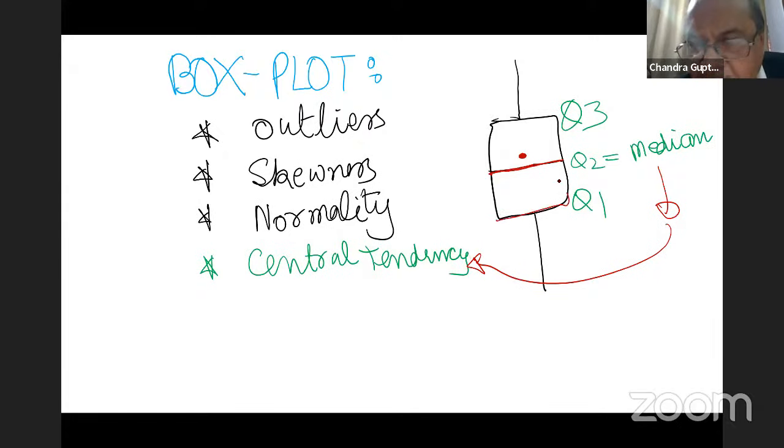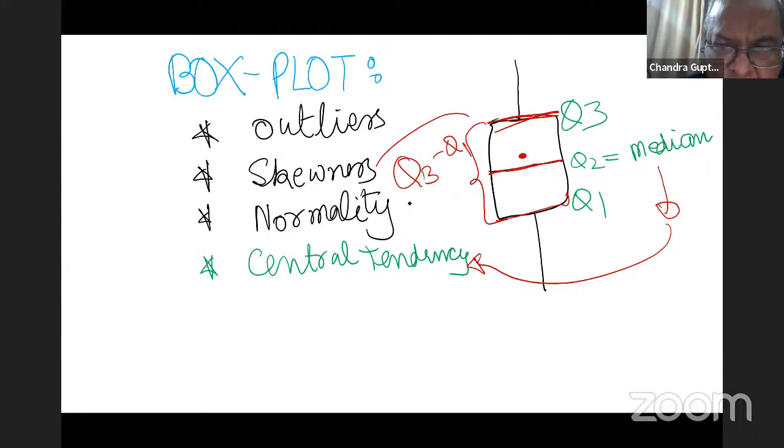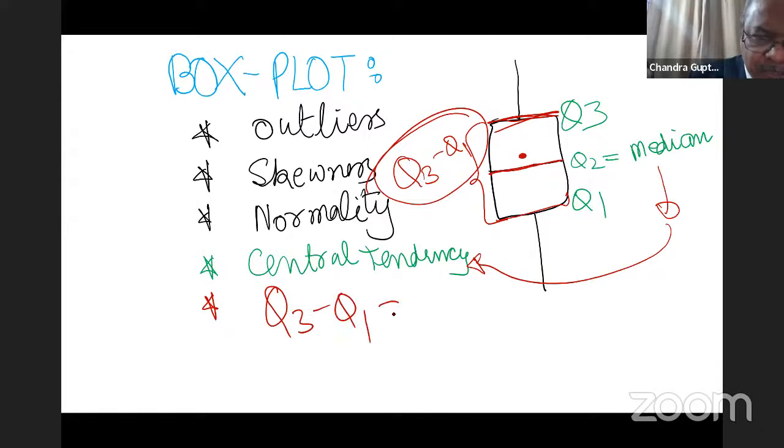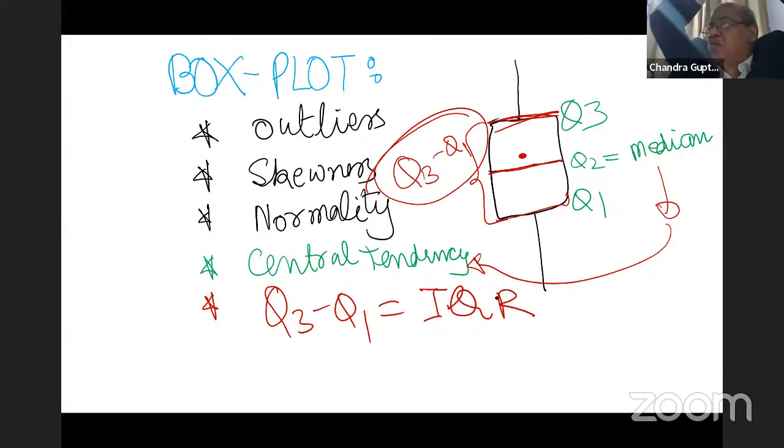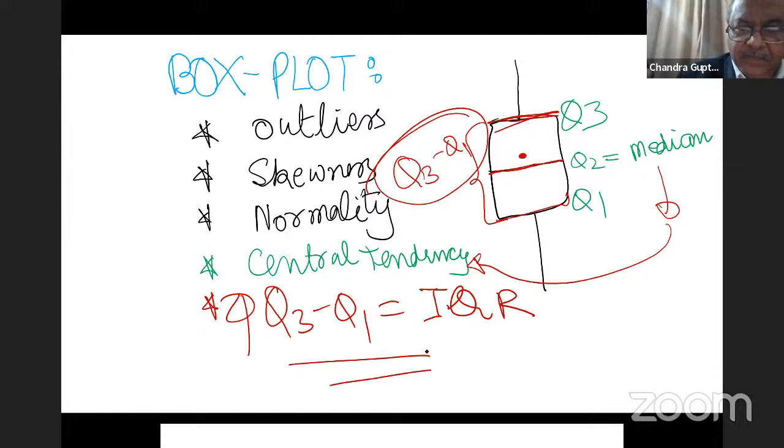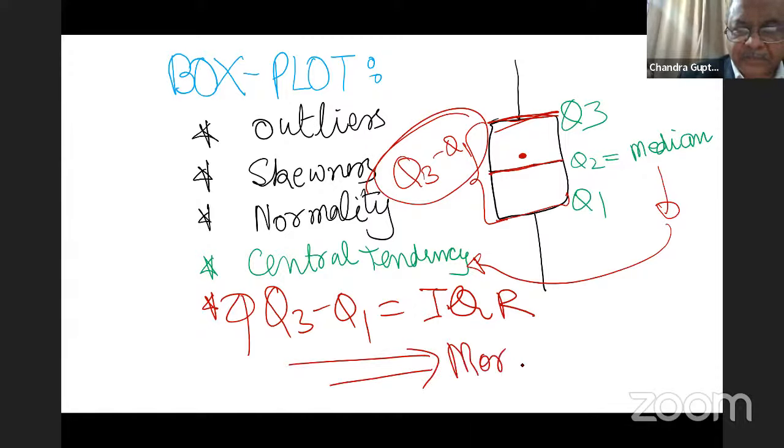This is quartile 1, this is quartile 3, and what is quartile 3 minus quartile 1? What is it called? Quartile 3 minus quartile 1. Interquartile range. Yes, Sakshi, interquartile range. And the higher this range, the more variation. The lower this, the less variation.